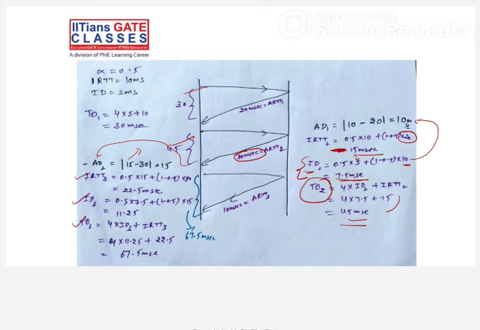So how are we calculating timeout? The timeout for the next segment is 4 into ID, the deviation, plus the initial round trip time. Here 4 is a fixed value, into 5 is the initial deviation, plus 10. So 30 milliseconds is the timeout value.